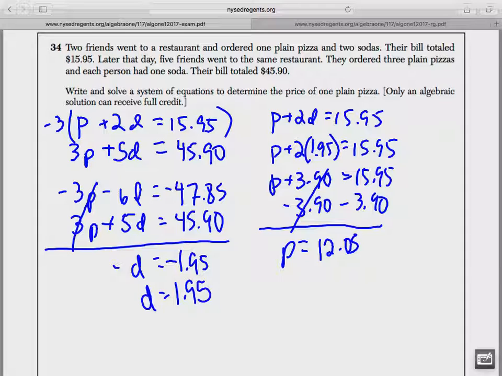Yeah, but I didn't solve for drinks. I only solved for pizza, because the question asks for the price of one plain pizza and never said anything about soda. I think the part that I messed up on was that each person had one soda. I didn't see that.